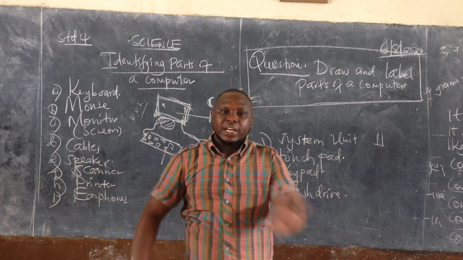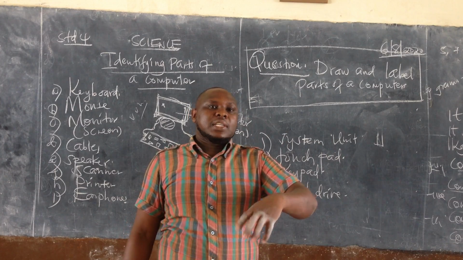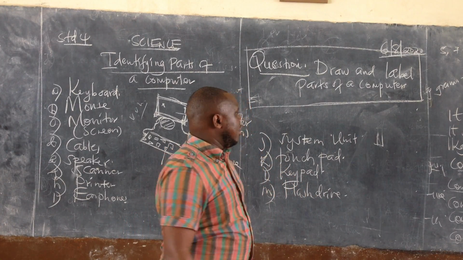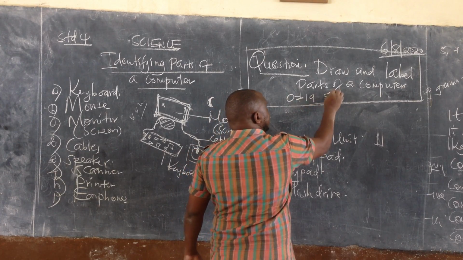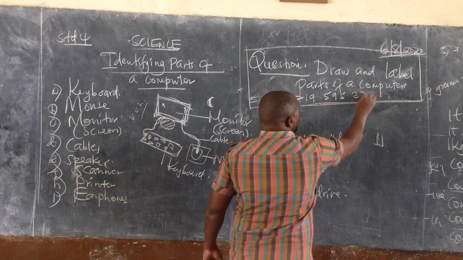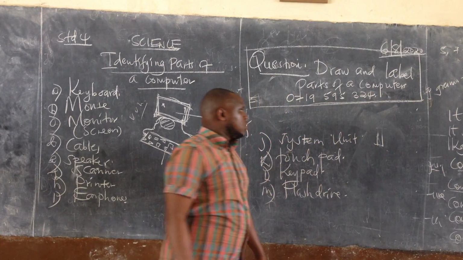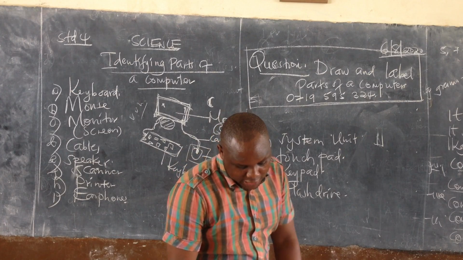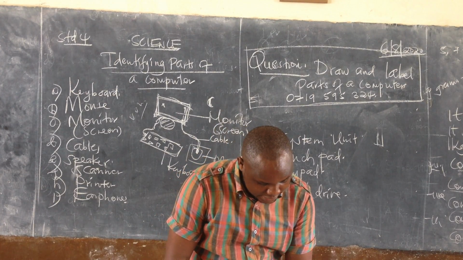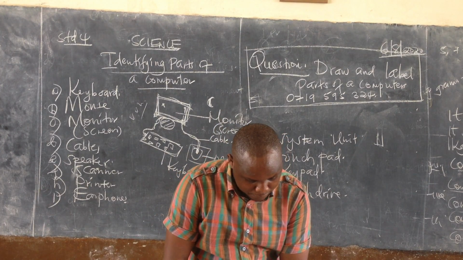Once you draw and label, get a picture of that, forward it to me on this particular number, 0719 595 324. So ensure that you forward the work to me and I'll be able to mark the work.